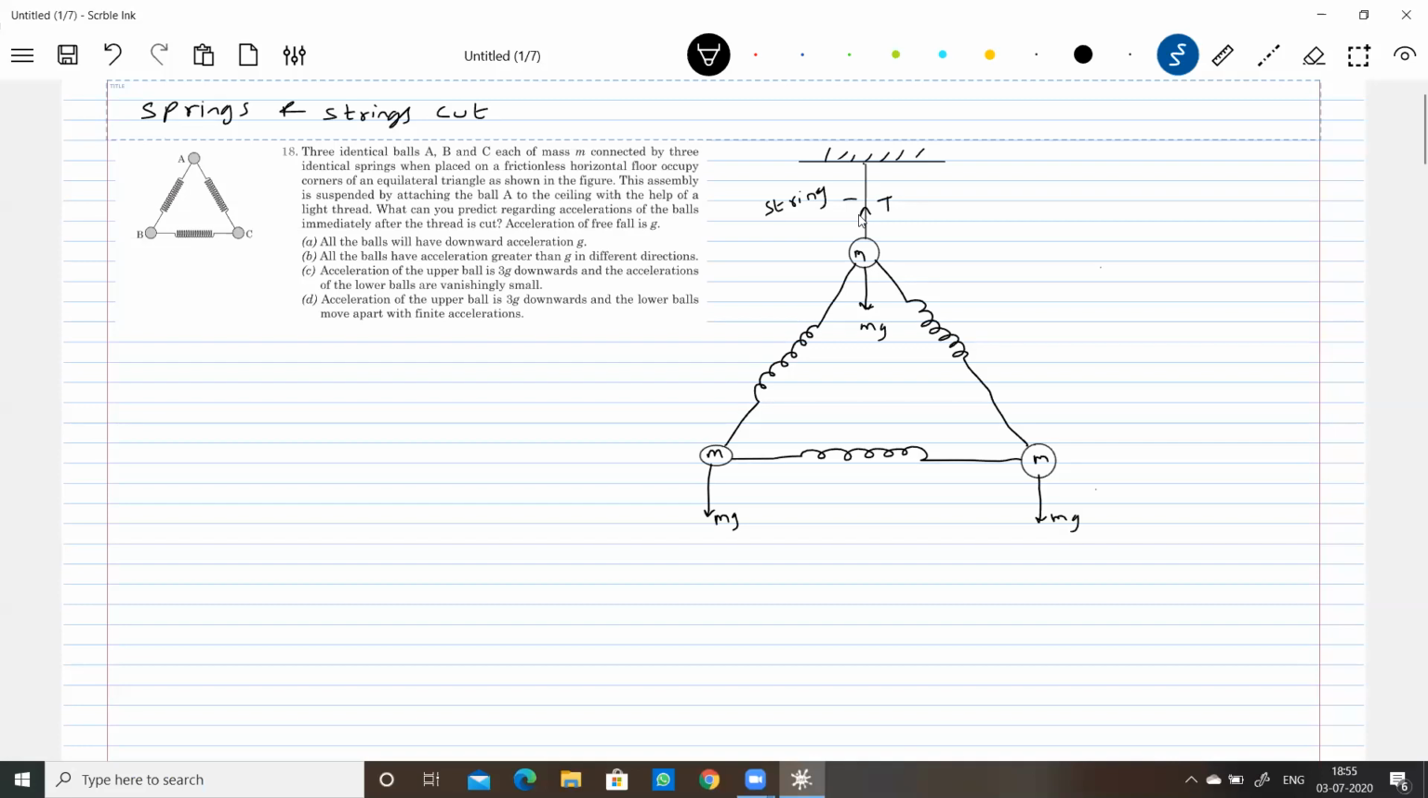Sir, the spring between B and C will get compressed, right? Yes, so the spring between B and C will be compressed. What about the springs AB and AC? They will be elongated.